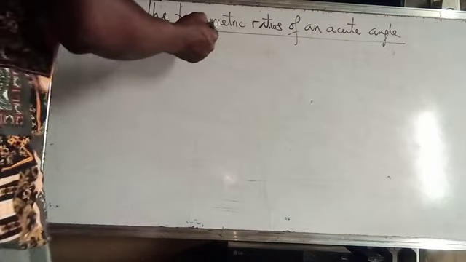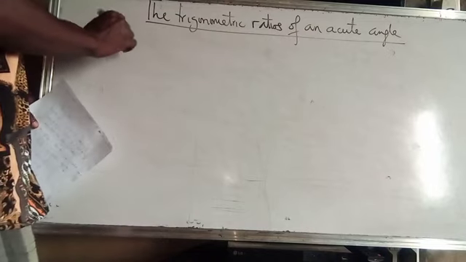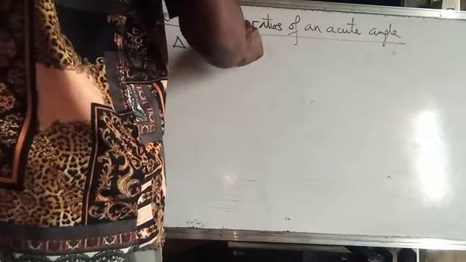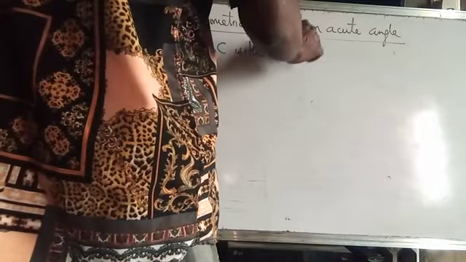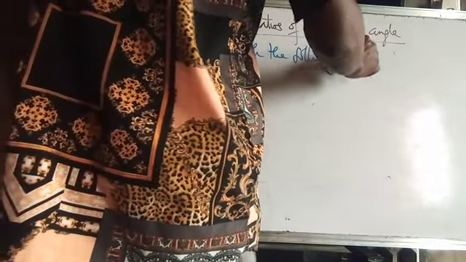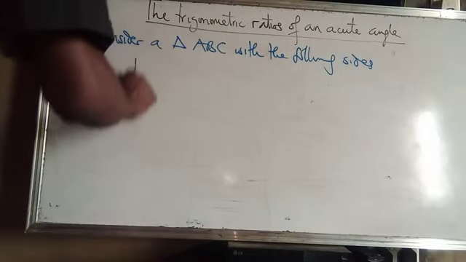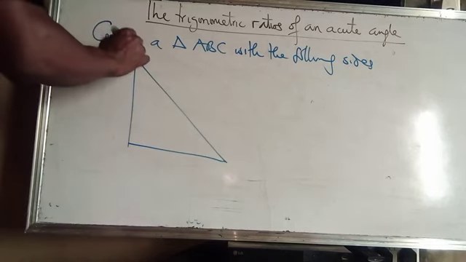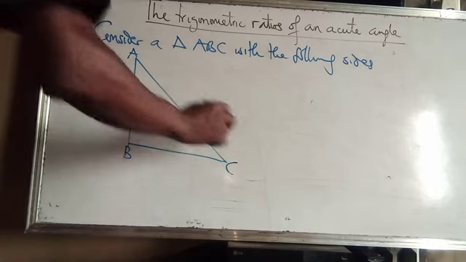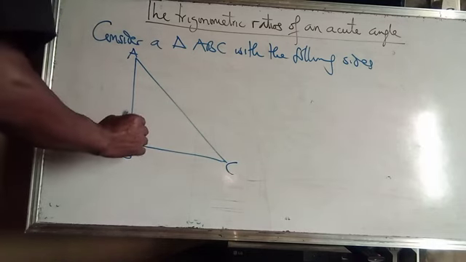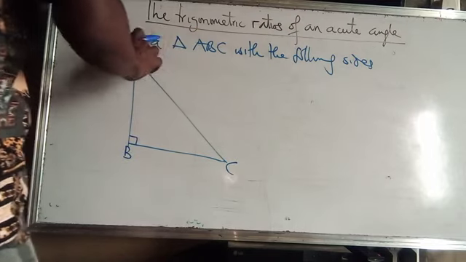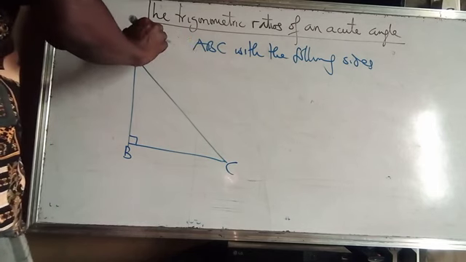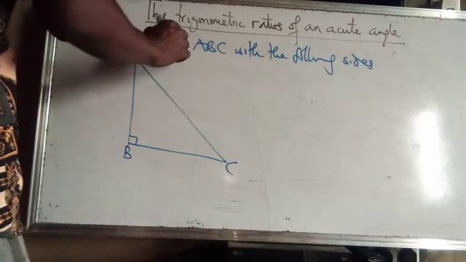So, let's consider a triangle ABC with the following sides. Let's say we have this triangle, and let our triangle be a right-angled triangle.